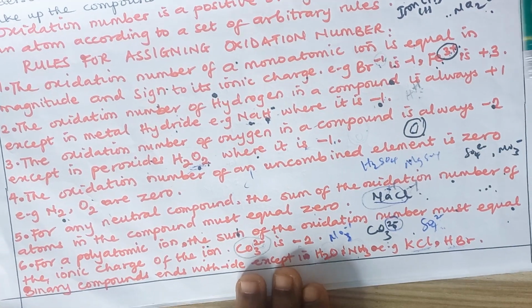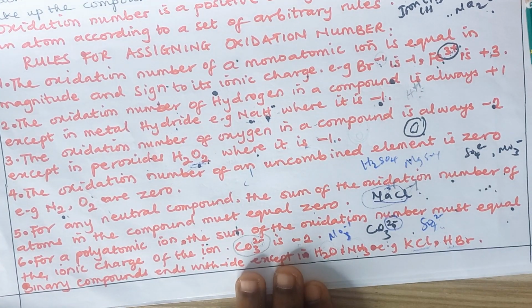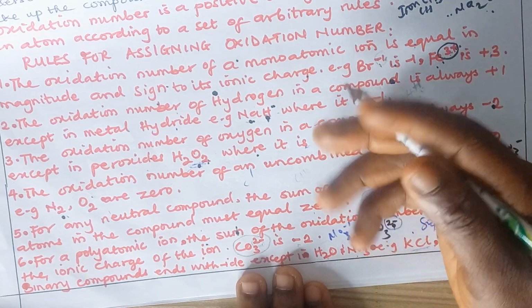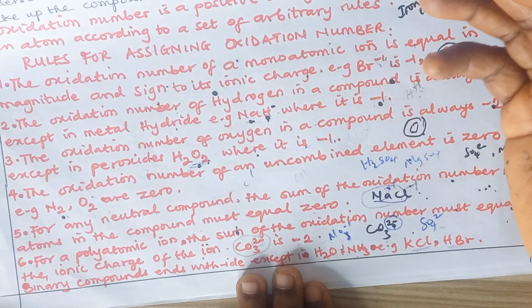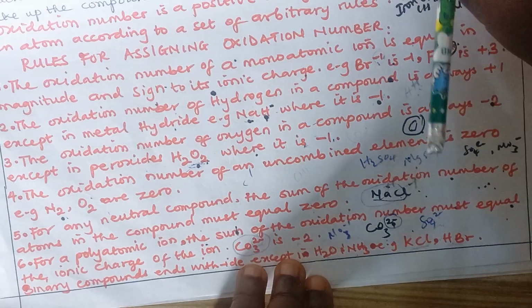And then for an element that carries more than one oxidation number, it is good to write the oxidation number in Roman figures at the end of the name, like iron(II) oxide, iron(III) oxide, copper(I) oxide, copper(II) oxide, and so on and so forth.